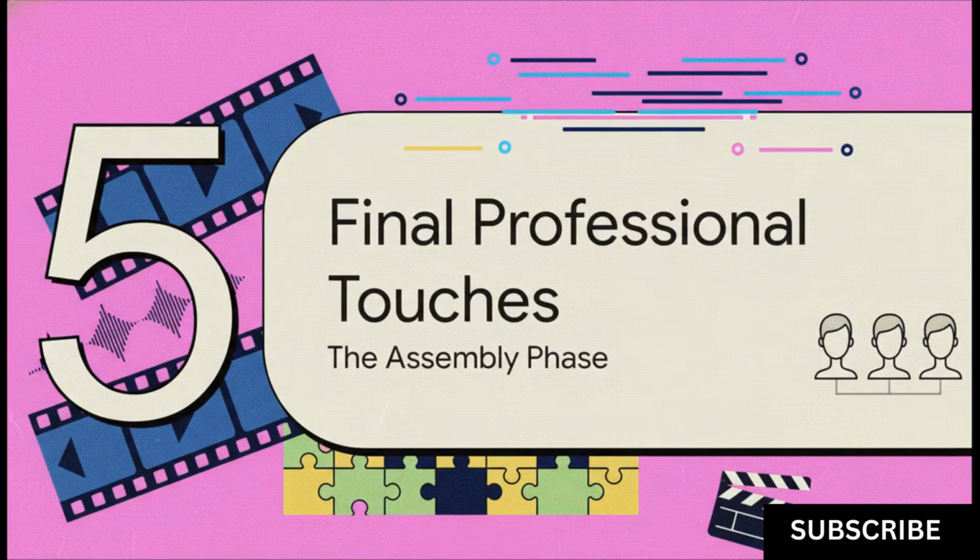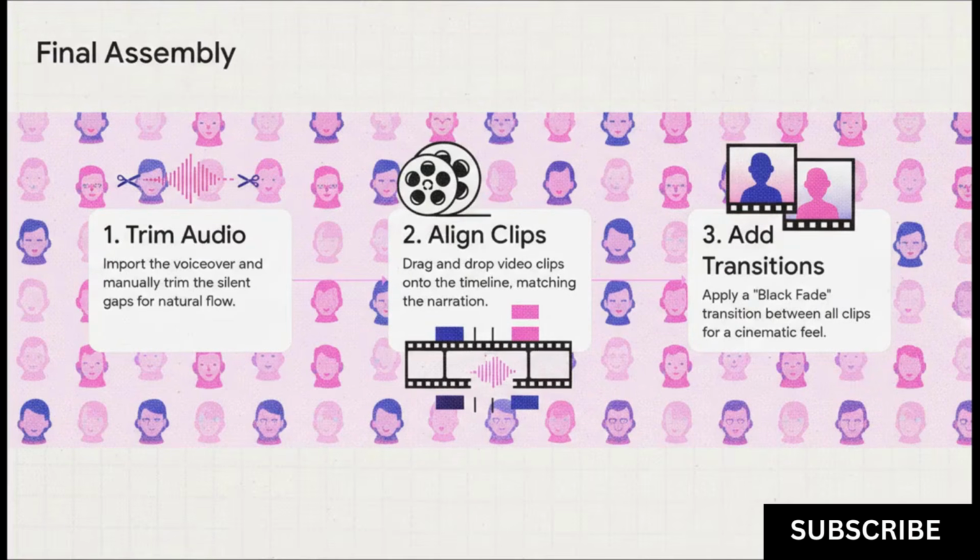We're in the home stretch. We have our consistent clips, we have our professional voiceover, and now it's time for the final assembly. This is where we add all the polish and the professional touches that really bring the whole video together. In a video editor like CapCut, the process is actually pretty straightforward. First, bring in your AI voiceover and manually trim out those awkward silent gaps between sentences. This little tweak makes the pacing feel so much more natural. Next, just drag and drop your video clips to align with the narration. And finally, for that smooth and polished feel, apply a simple black fade transition between all of your clips.